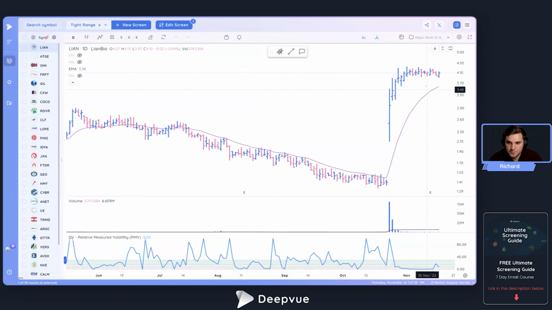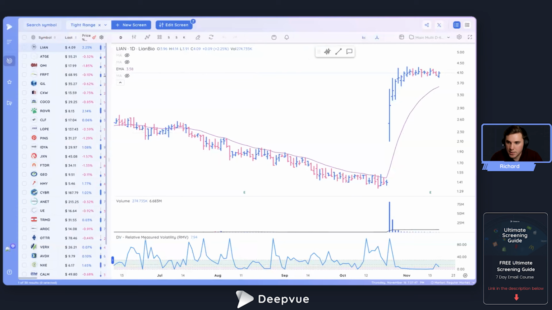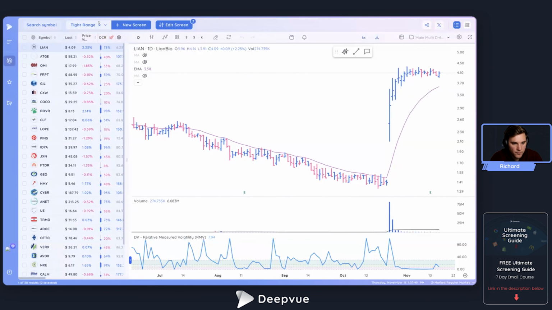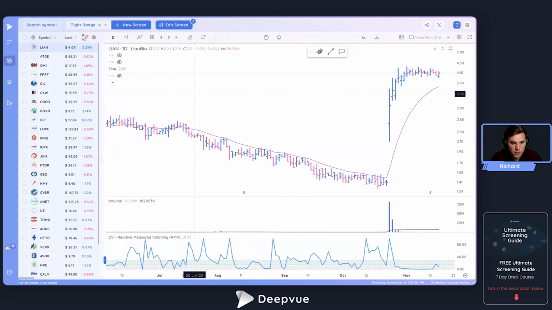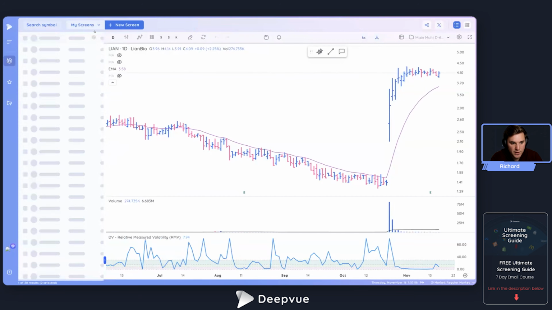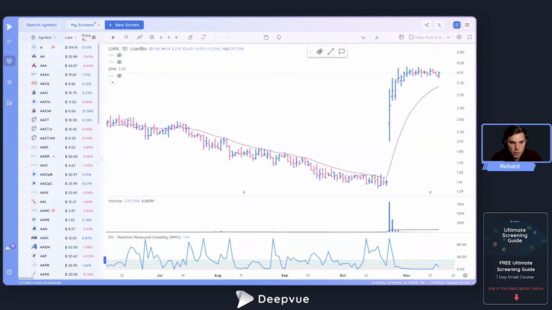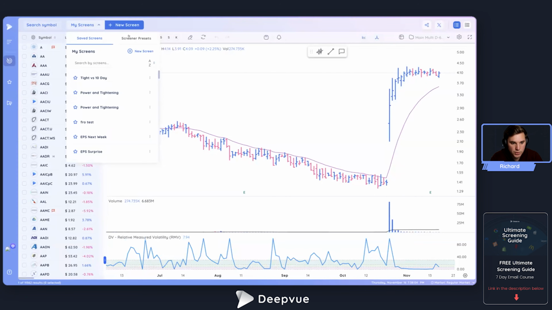All right. So with that said, let's dive into the screens themselves, and as well as answer any of your questions. So first, looking at the tight range screen again. Well, first I'll show you how to access the presets. So in Deepvue, what you want to do to load up a screen, let's say we've got nothing loaded up, you want to click this drop down arrow here, give that a click, go over to screener presets.